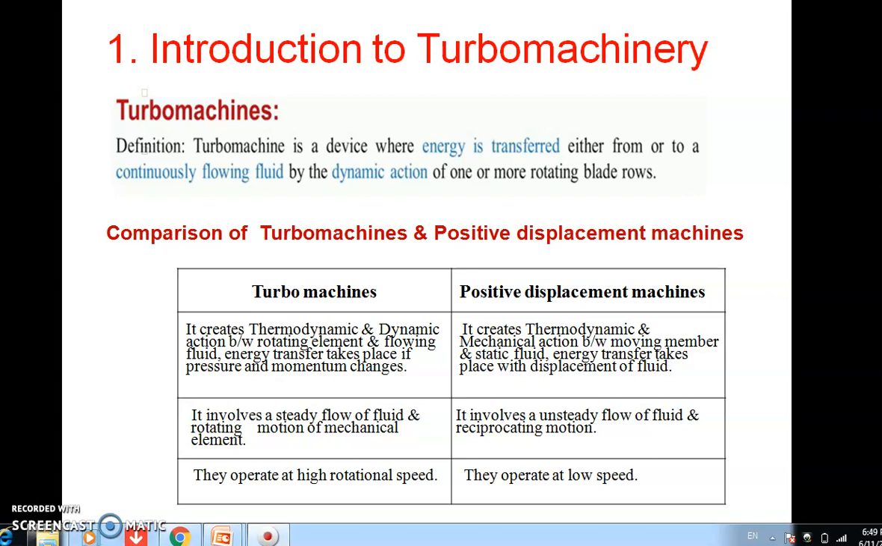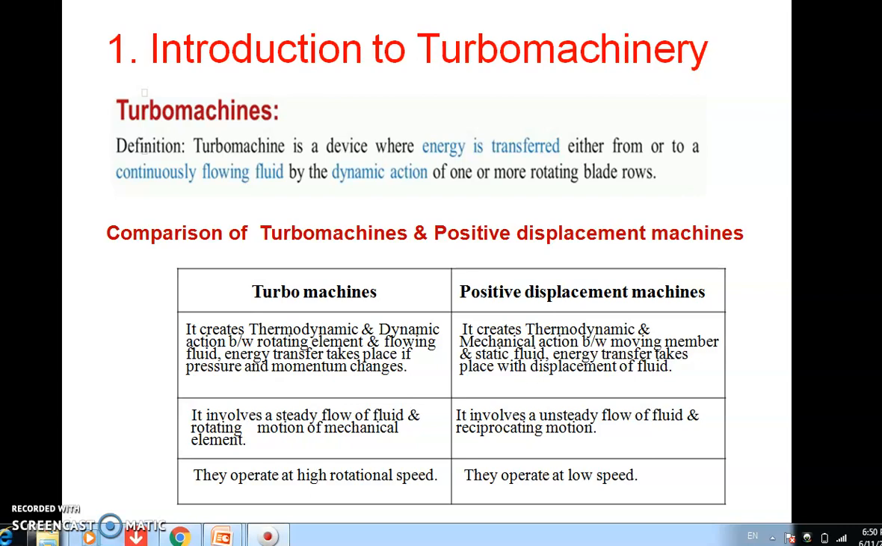While in positive displacement machines, the thermodynamic and mechanical action is created between the moving member, which in an air compressor is the piston, and the static fluid. The fluid is static initially. Afterwards it is made dynamic, but it deals with static fluid initially. Energy transfer in turbo machines takes place because of pressure and momentum change, while in positive displacement machines it takes place only because of the displacement of the fluid.